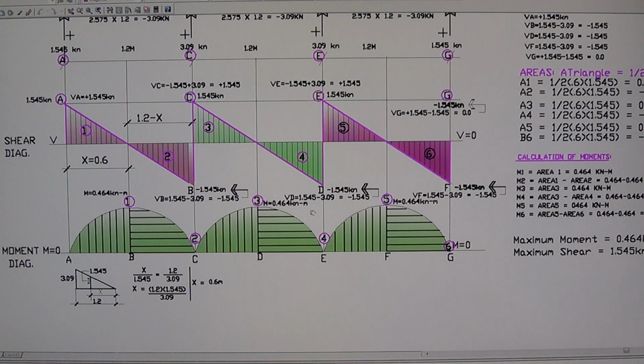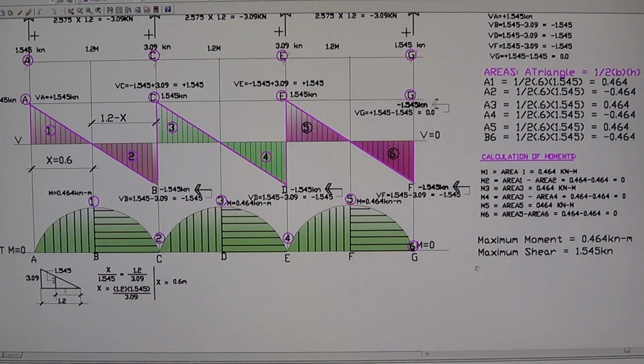Alright, so we have all the moments right and the shears. Now choose the largest moment of all from the moment diagram and the largest shear from the shear diagram. Here I can see that the largest moments are the same, which is 0.464 kilonewton-meter. Therefore, the maximum moment due to the shear moment diagram is positive 0.464, and the maximum shear from the shear diagram is positive 1.545. So we have all the design values. This is now your design moment to be used in the design of the purlin.